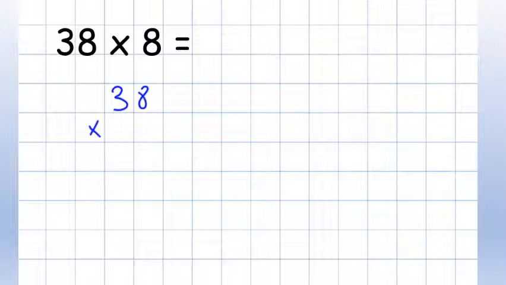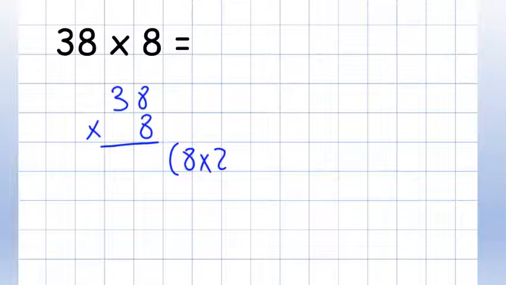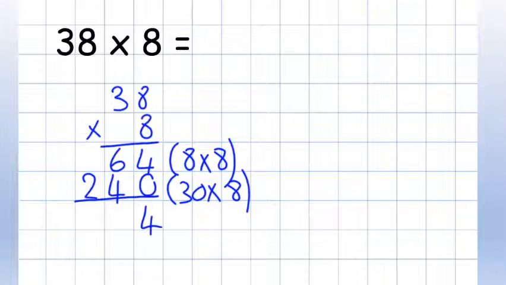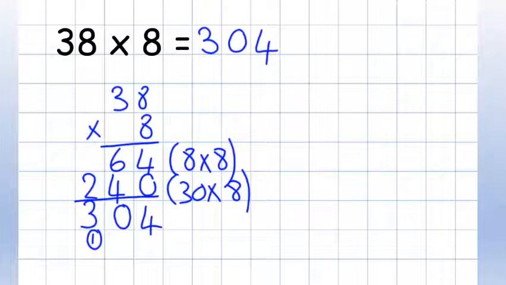38 times 8. 8 times 8 is 64. 30 times 8, well, 3 times 8 is 24, so that must mean that 30 times 8 is 240. And that gives us a total of 4. 6 tens add 4 tens is 100, so I've got no tens and I'm exchanging 100 across. That gives me 304. All good so far?